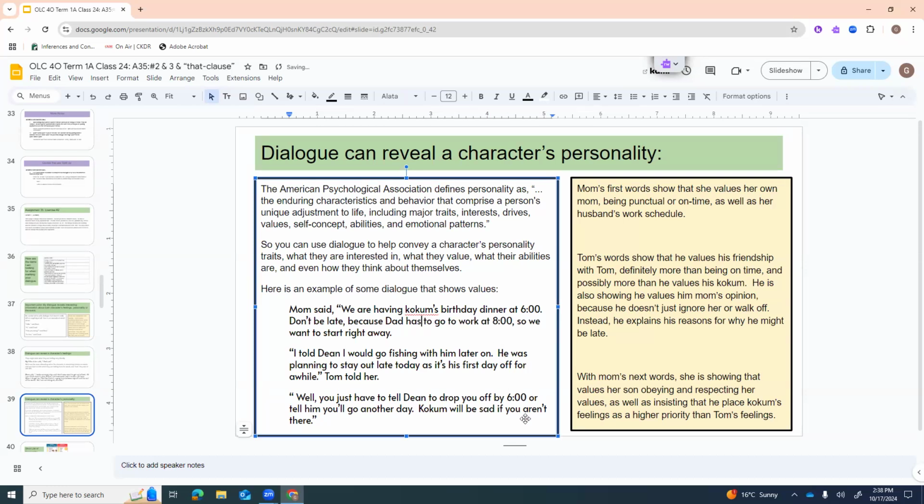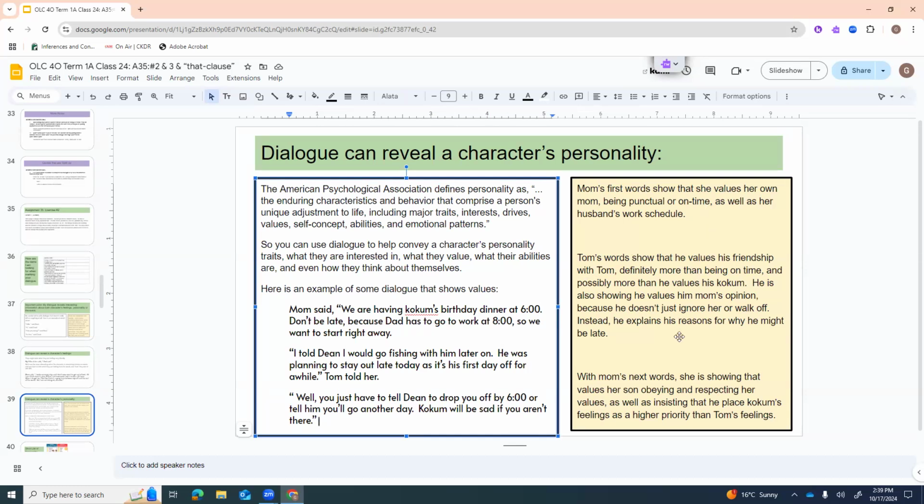Gookum will be sad if you aren't there. Okay. So mom's first words here at the beginning are showing she values her own mother, her Gookum. She values being punctual or on time because she's telling him to be on time. And she also is valuing her husband's work schedule. Hey, we're doing this to kind of work around my husband.